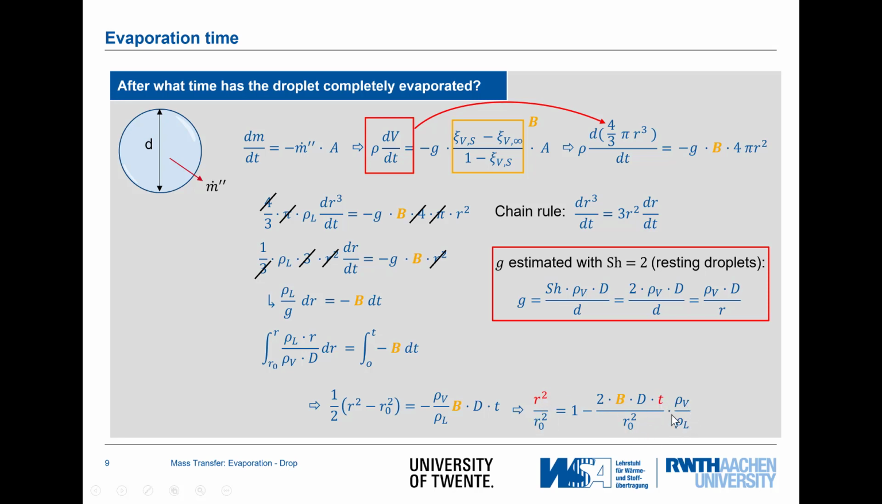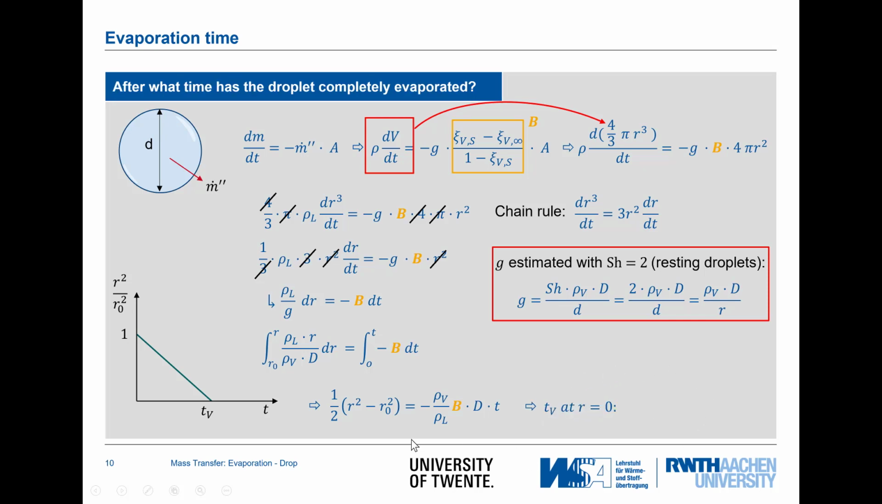I have here also the ratio of these two densities. And when I plot this in a diagram, when I name the ordinate r squared over r initial squared, I get a linear plot versus time. And of course the evaporation time is when the radius goes down to 0. So in this equation I put a 0 here, and then I resolve that for time. I have done that here. So my evaporation time is this expression on the right hand side.